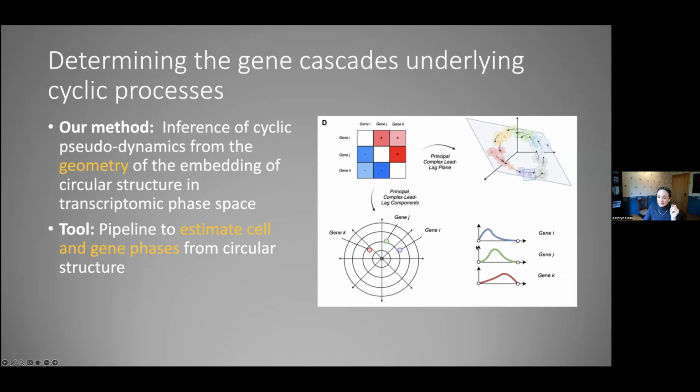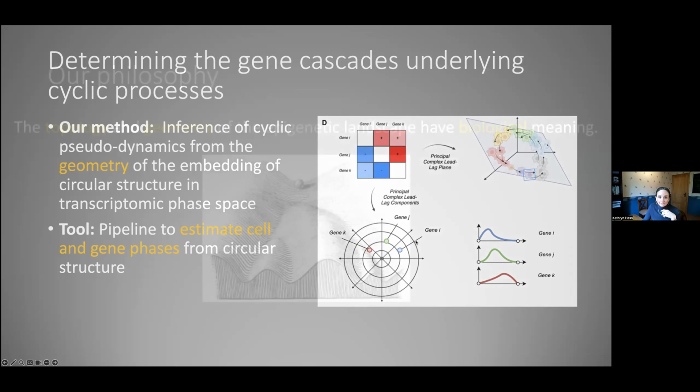And so we'll be able to say, if here we have time along the x-axis and gene expression along the y-axis, you're looking at three different genes here, you could say, well, we see that there's a bump in gene expression of gene I, which leads that in gene J, which leads that in gene K. And this we're also seeing in this circular representation here. So that's what we're going to be able to pick out from the geometry of this embedding.